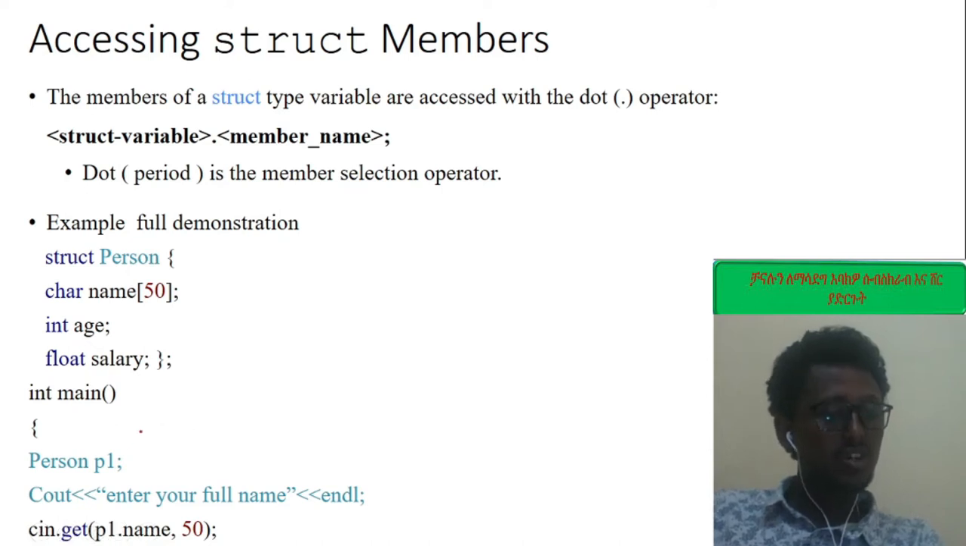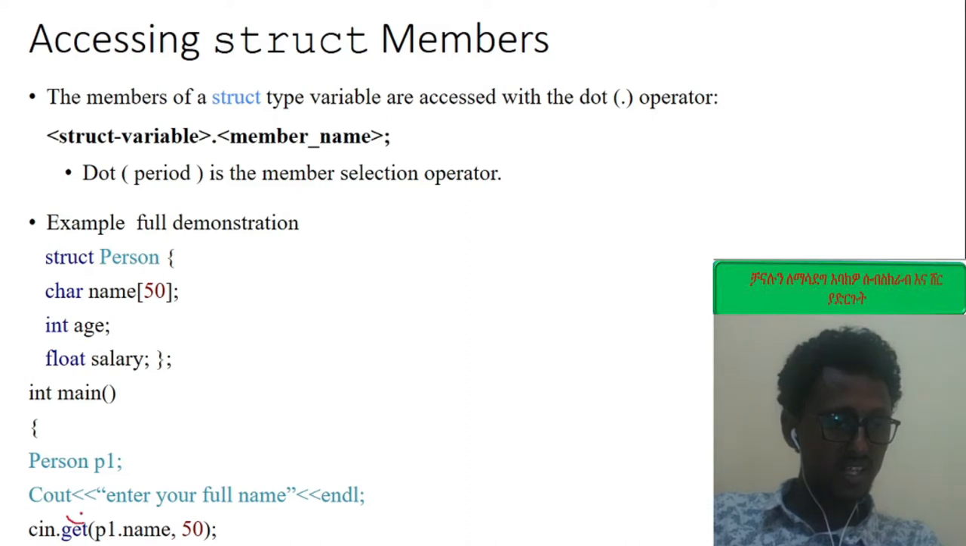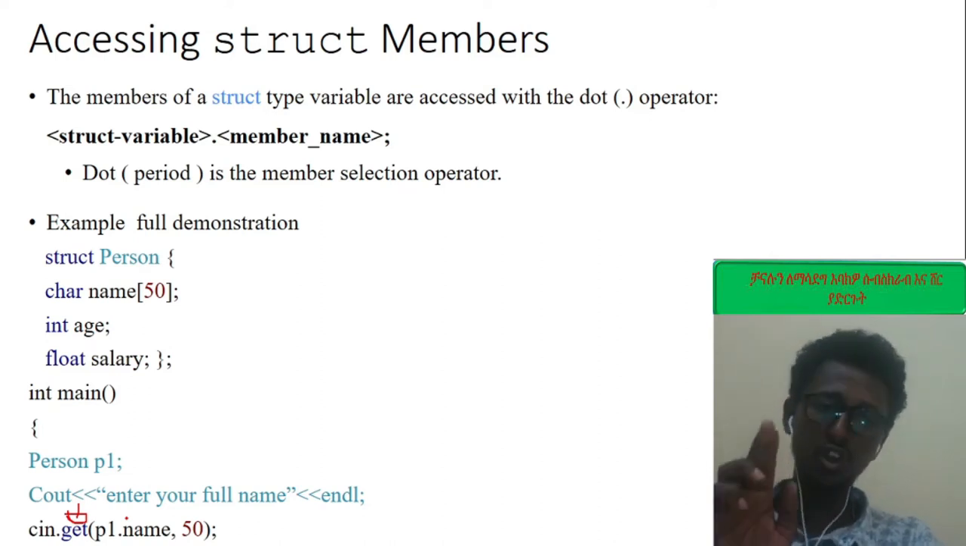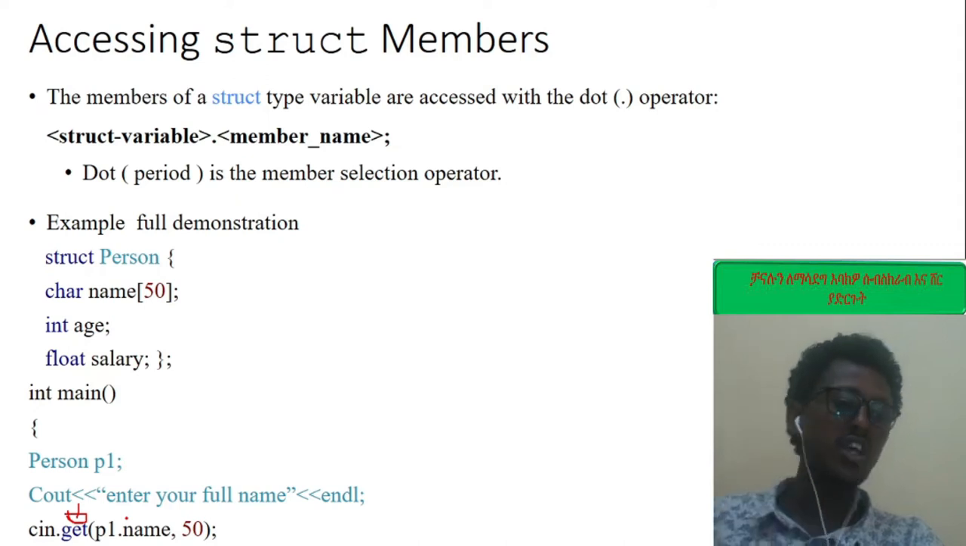we write cin.get(p1.name, size). The get method here is used to receive the full name of the person. When we write a full name, it contains a first name and a second name, and between the first name and the second name there is a space. To recognize this space, we use the get method here.